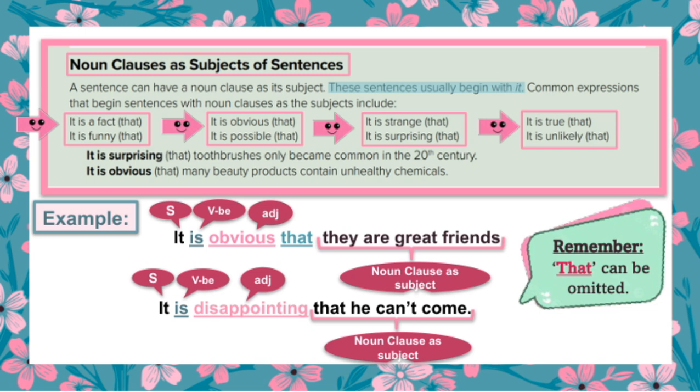Notice how these clauses act as the subject, and they often start with that. An important point to remember is that sometimes, especially in informal speech or writing, we can omit that when the meaning is clear. Overall, this structure is very useful for expressing feelings, opinions, or observations about people or situations in a clear and natural way. It connects to our broader theme of understanding sentence structures that help us communicate more effectively.